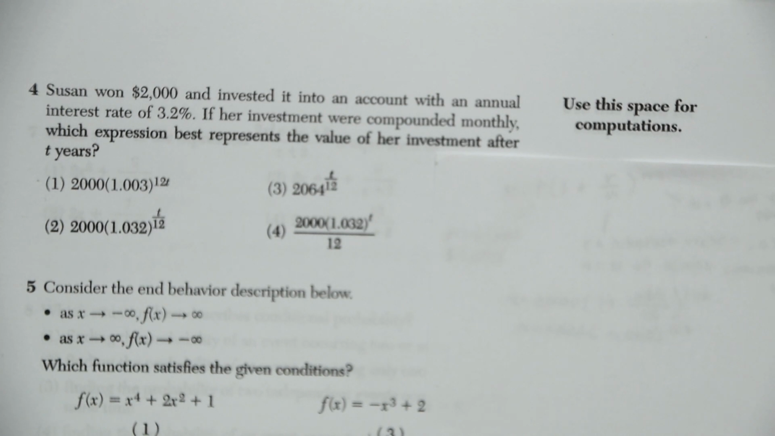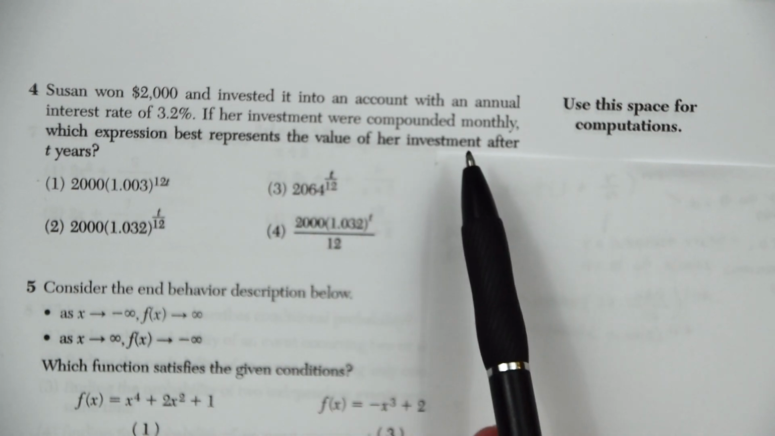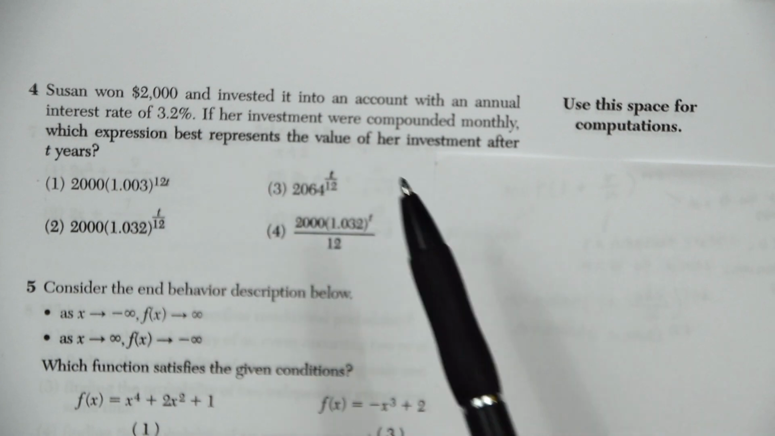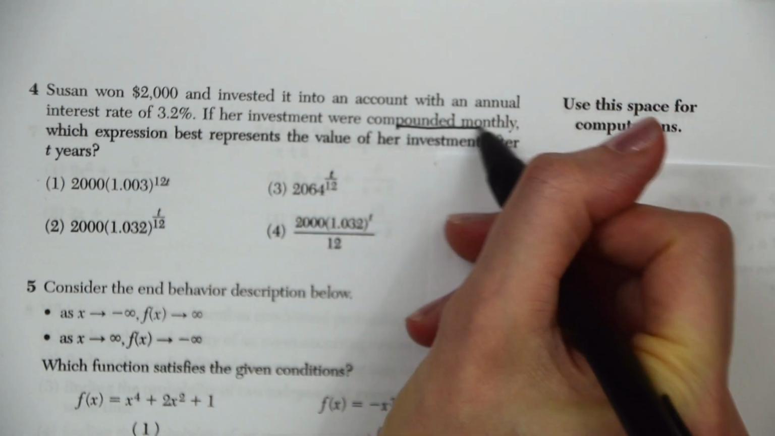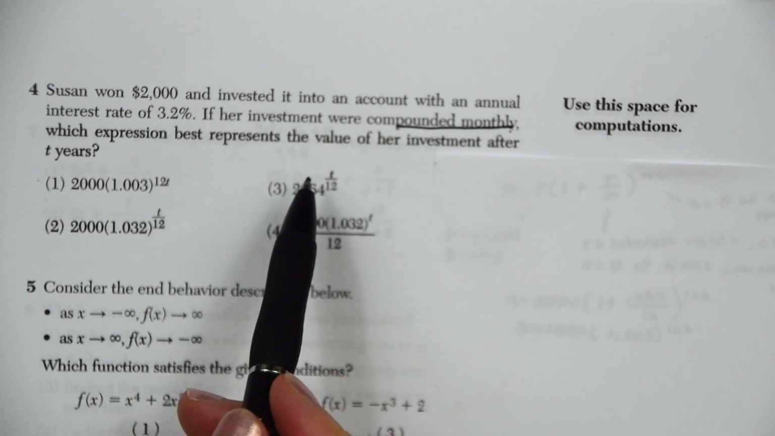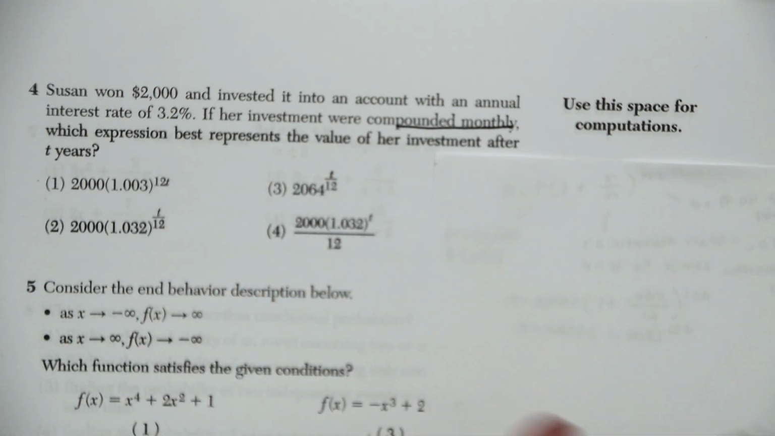Susan won $2,000 and invested it into an account with an annual interest rate of 3.2%. If her investment were compounded monthly, so we're going to be compounding monthly, which expression best represents the value of her investment after t years?